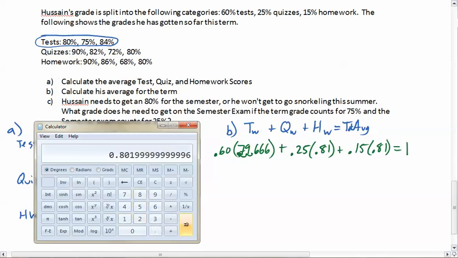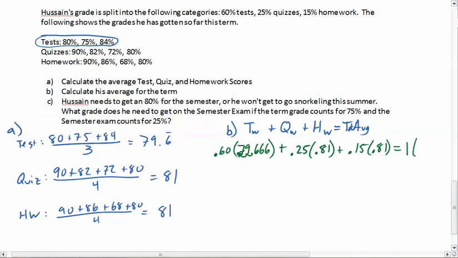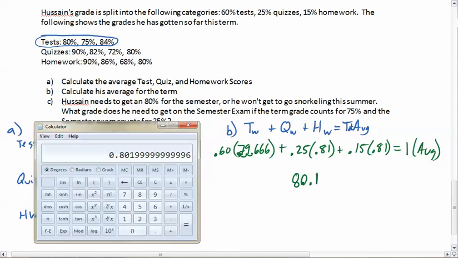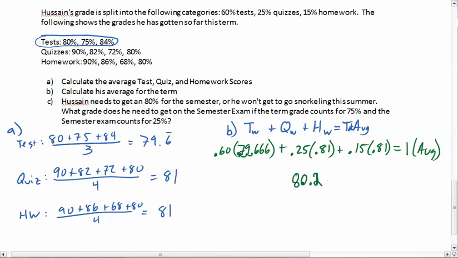We expect this to be pretty close to 80. We get 80.19999, so I'm going to say that's pretty dang close. Sorry, that should have been 1 times the average. And so our final answer was 80.2, because I'm going to say that this rounds to 0.2. So 80.2 equals the average for the term, which is multiplied by 1, so it stays the same.